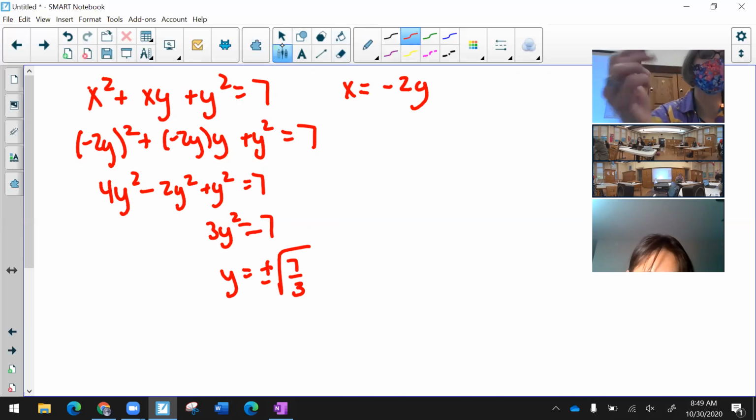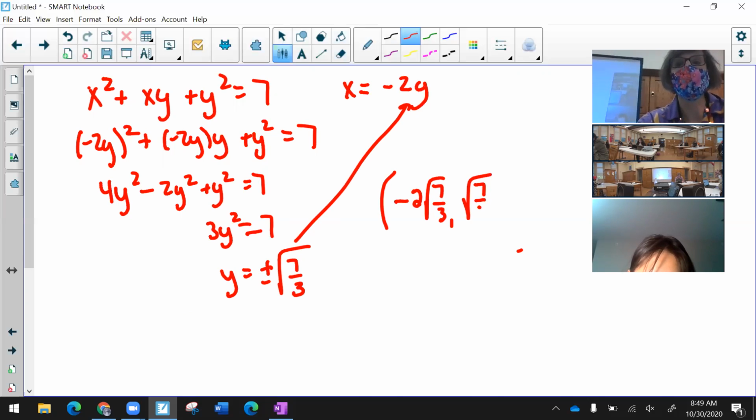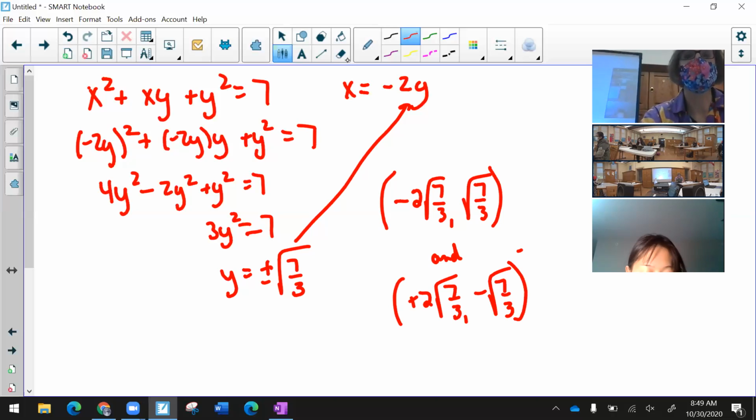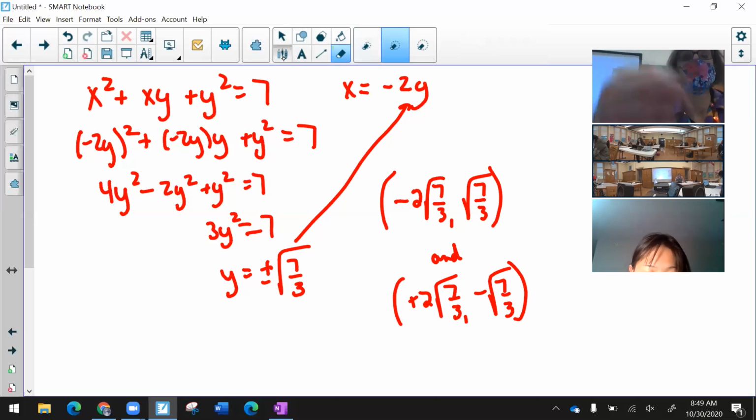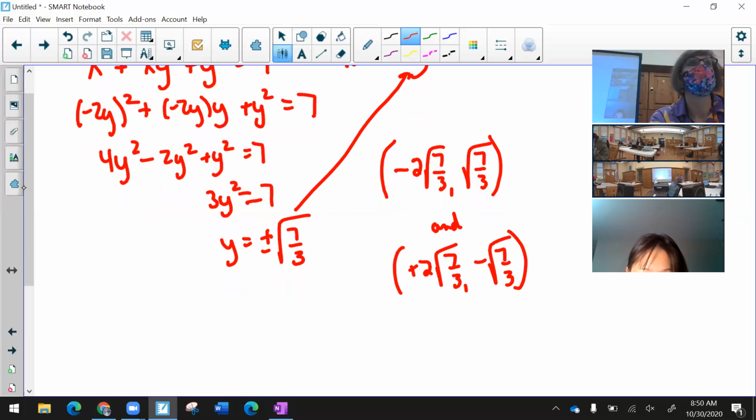Again, I'm looking for points, so I can substitute this into here and get -2 radical 7/3 times radical 7/3 and +2 radical 7/3 times -7/3. Okay?